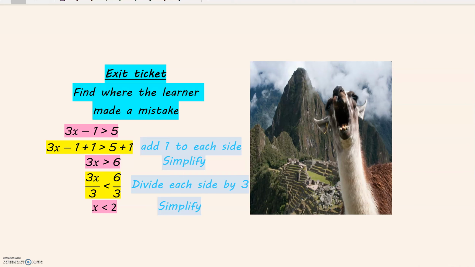The last thing I would like for you to do today is to look at how this learner solved this inequality. They made a mistake. Can you catch it? Please write on your paper where it is that the mistake happened.